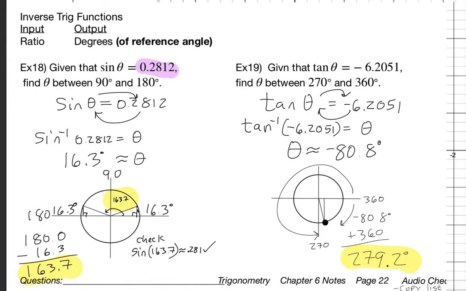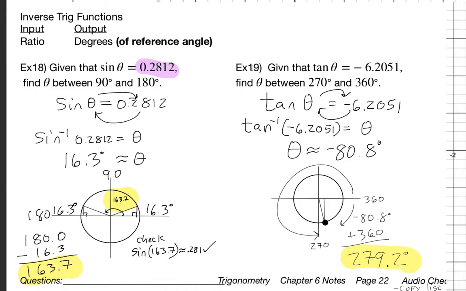So sine has the same reference angle. Notice it's the same vertical height. These are 16.3 degrees. But now we can see that this is 180. We can find this angle right here, which is 180 minus 16.3. And it's always good to check. If this is the answer, you can put it back into the sine function and make sure it works in the original equation. Sine of your answer does in fact equal 0.2812.